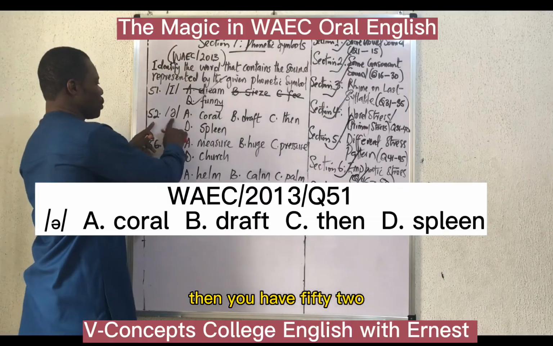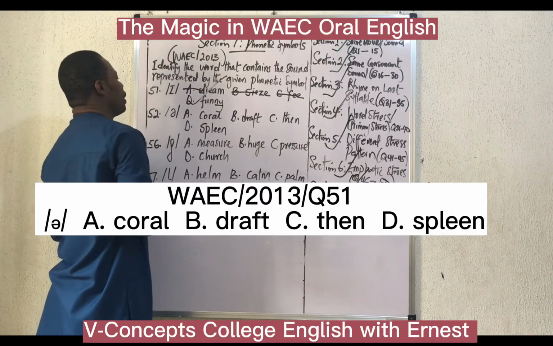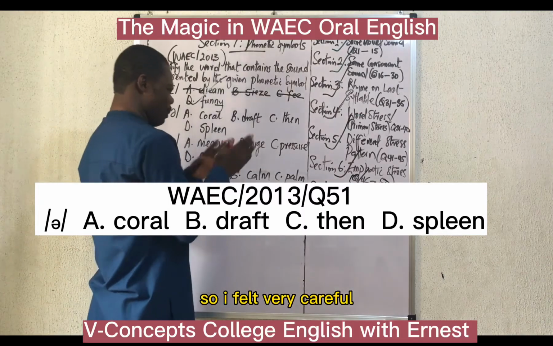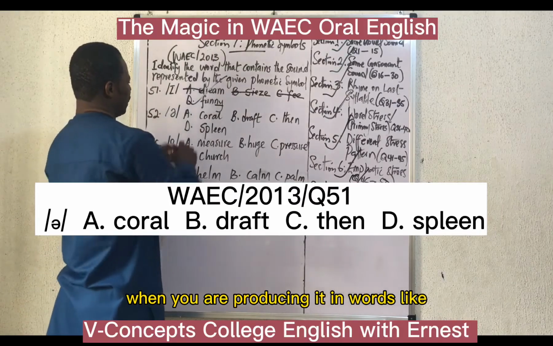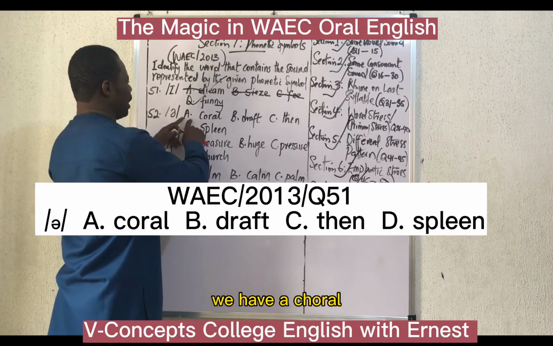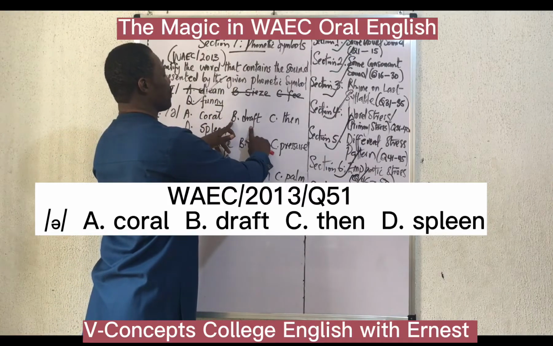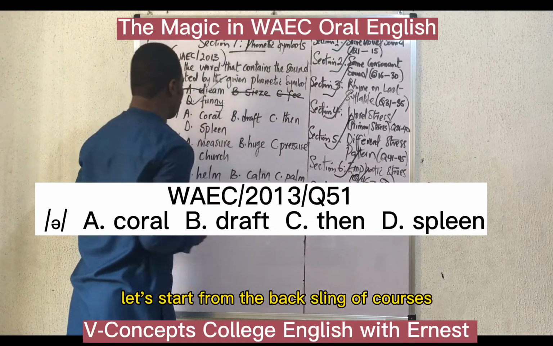Then you have 52. A short sound. This sound is a very weak sound, so you have to be very careful when you are producing it in words. Let's go through the options we have. A, curl. B, draft. C, then. D, spleen. Let's start from the back.